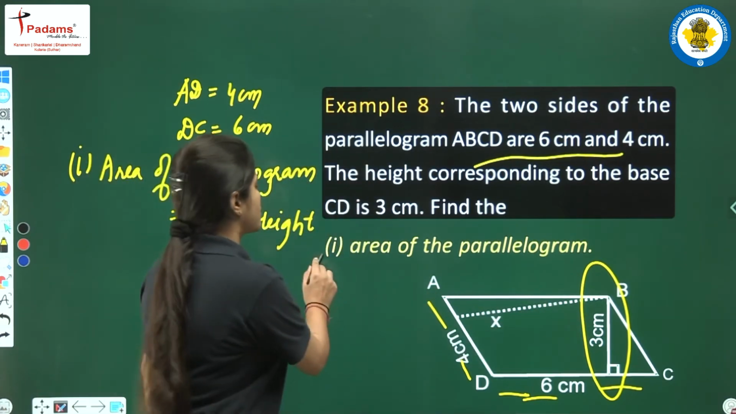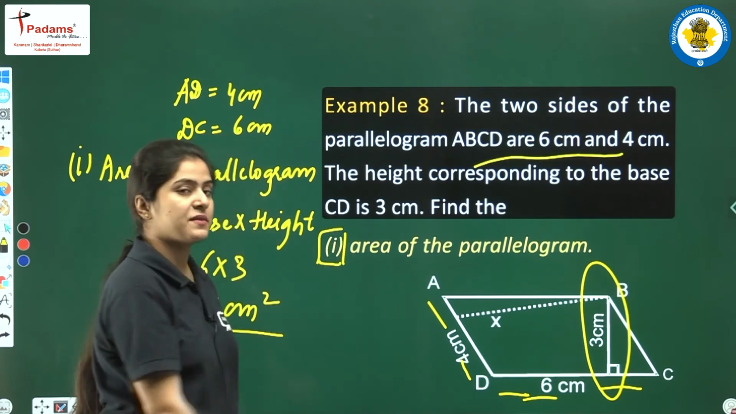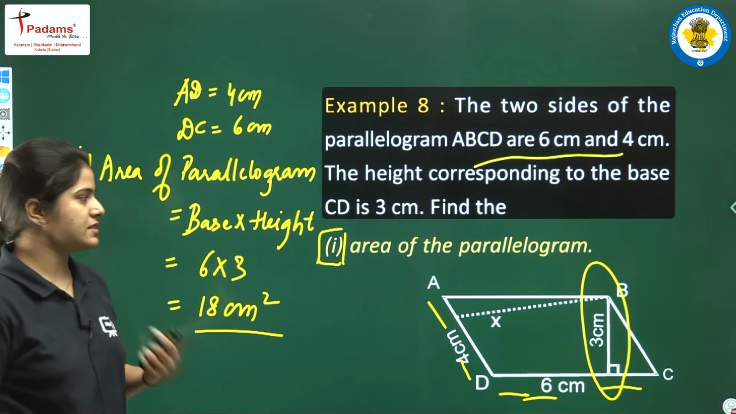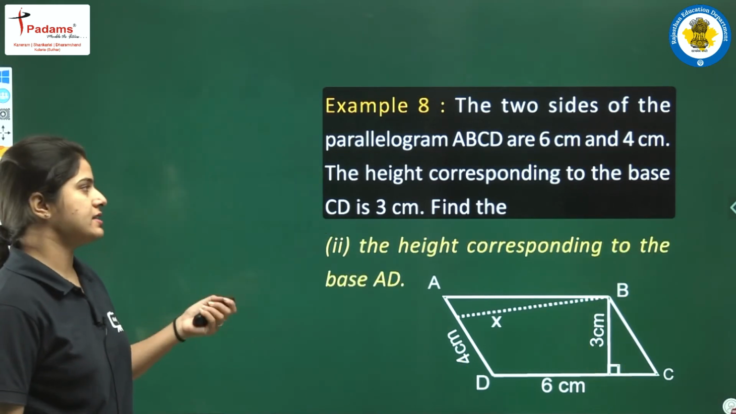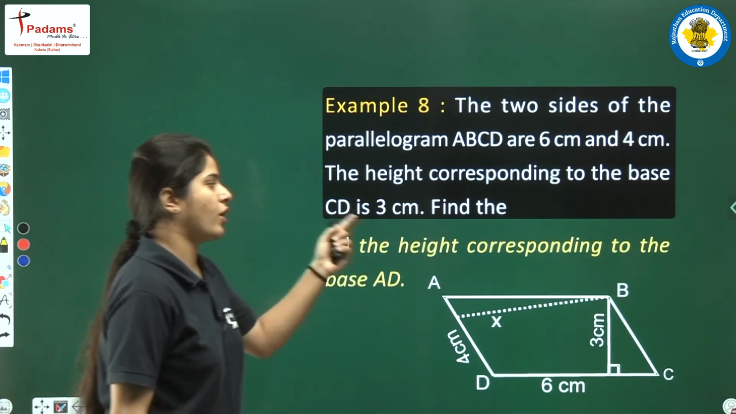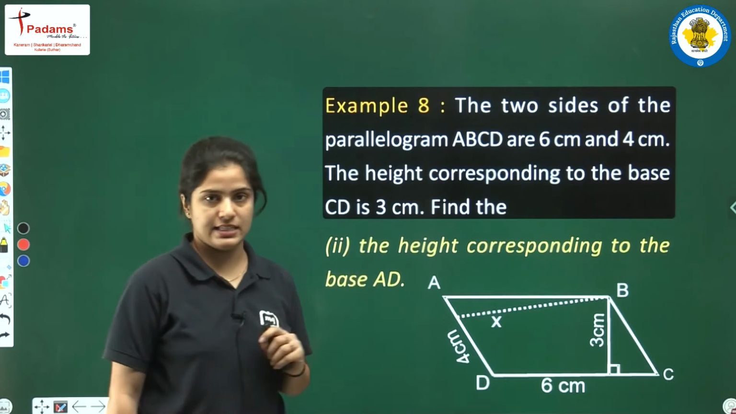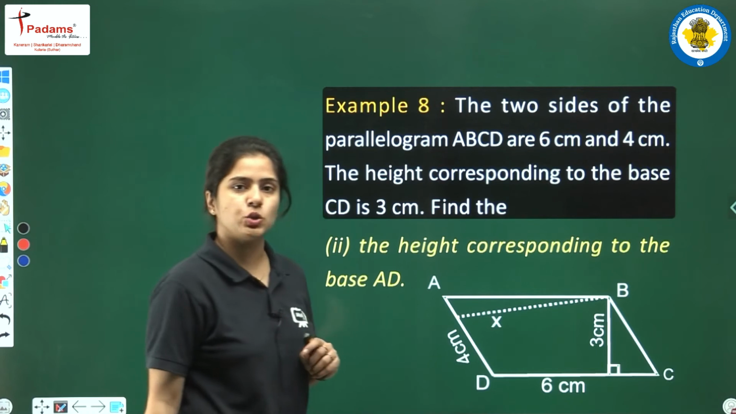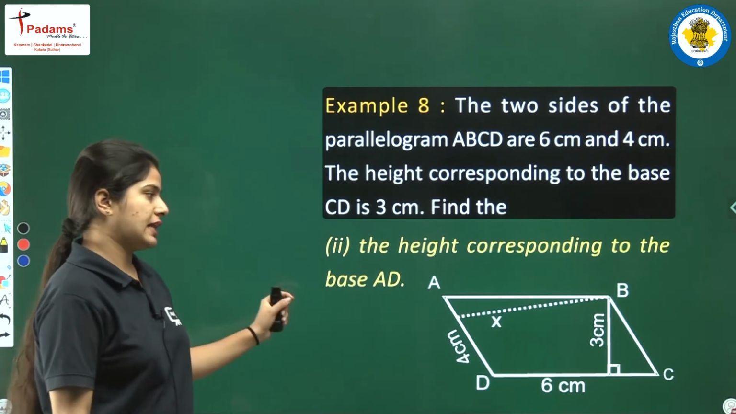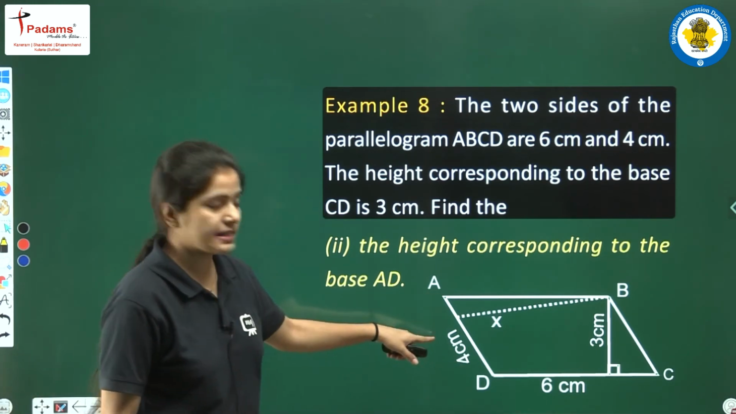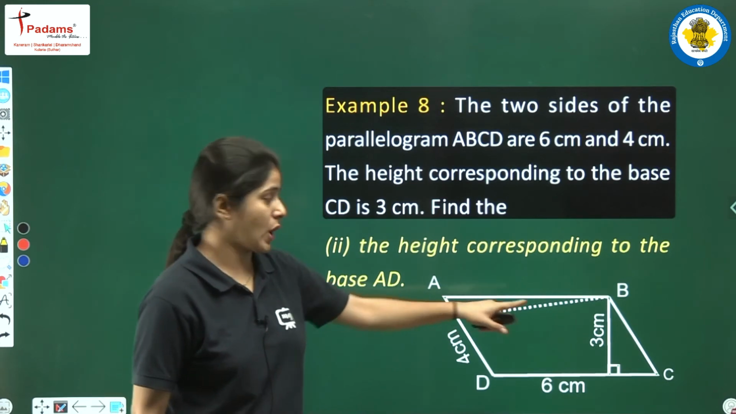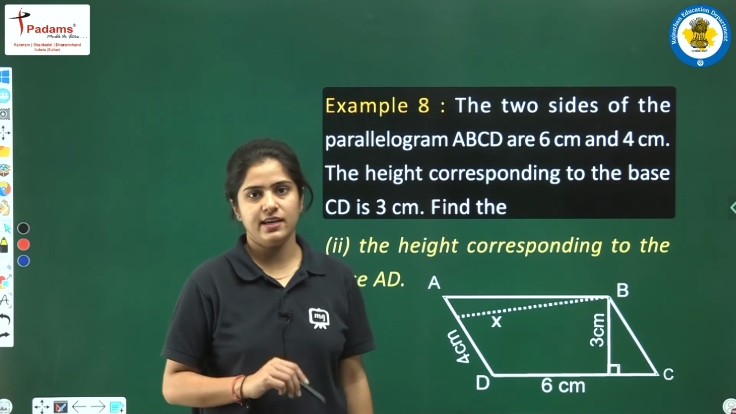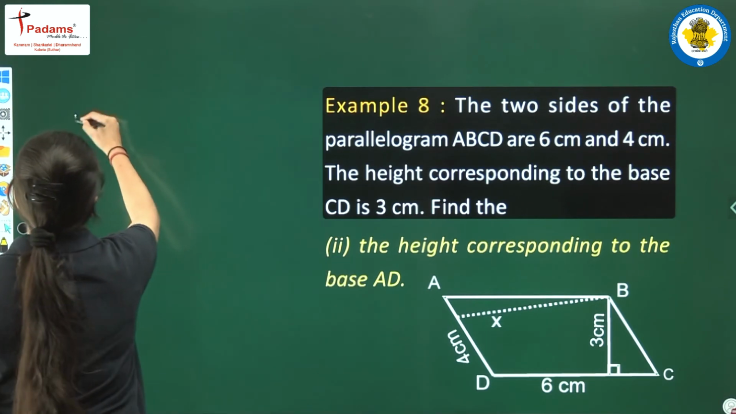Alright students. So the first part that we have solved, what is its answer? 18 centimeter square. Alright students. Now students, the next part, what is that? The height corresponding to the base AD. Now we have found the area of the parallelogram. Now we have to find, if we take the base AD, the height across it, this x. Okay, the same thing will apply here, students.